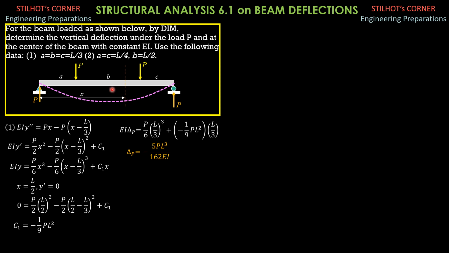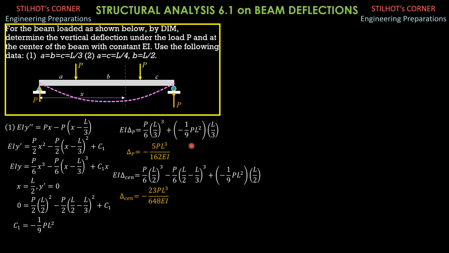For the deflection at the center, we simply set x equals L over 2 in this equation here. So EI delta at center is P over 6 times L over 2 cubed minus P over 6 quantity L over 2 minus L over 3 cubed plus negative 1 over 9 PL squared times L over 2. So simplifying, the deflection at the center is equal to negative 23 PL cubed over 648 EI. So that's for part 1.